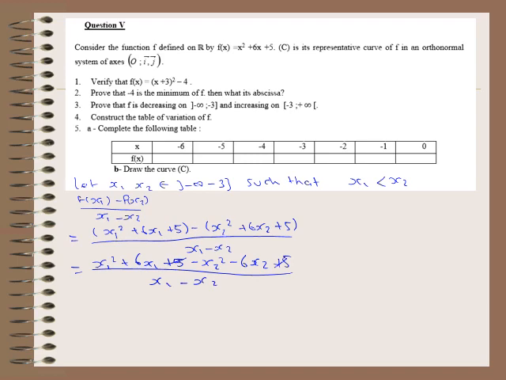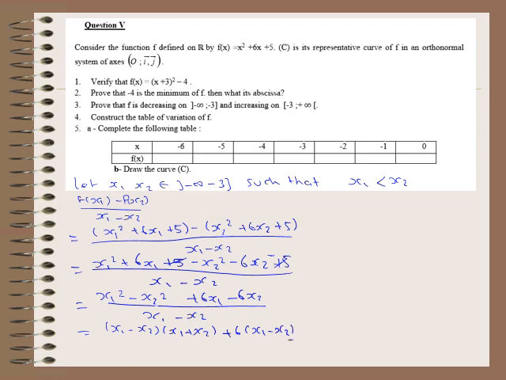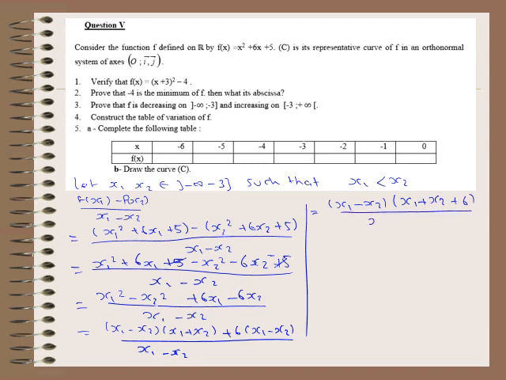Plus 5 minus 5 gives 0, so it becomes x1² − x2² + 6x1 − 6x2 over x1 − x2. We factorize: (x1 − x2)(x1 + x2) + 6(x1 − x2) over x1 − x2. We take common (x1 − x2): (x1 − x2)(x1 + x2 + 6) over x1 − x2. It gives us x1 + x2 + 6.